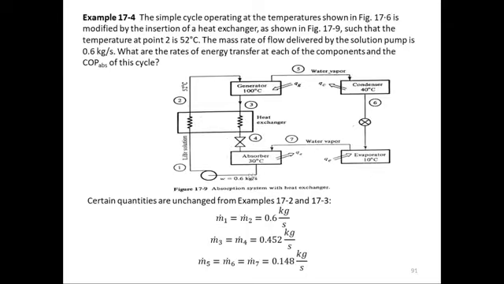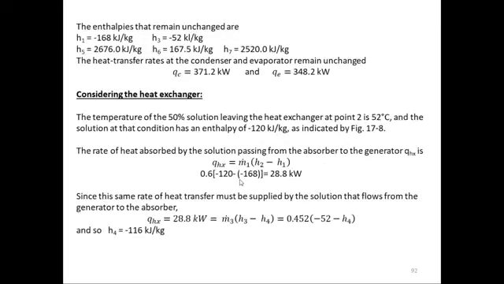Before, the solution leaving here was at 30 degrees centigrade and entering the generator at 30 degrees centigrade, but now it will enter at 52 degrees centigrade. Okay, so that is the difference. So at point 2 the temperature is given as 52 degrees centigrade, and we know the X value is the same solution which is coming from the absorber at 50%. So if we know the concentration and the temperature, we can use the HXT chart to find out the enthalpy value.